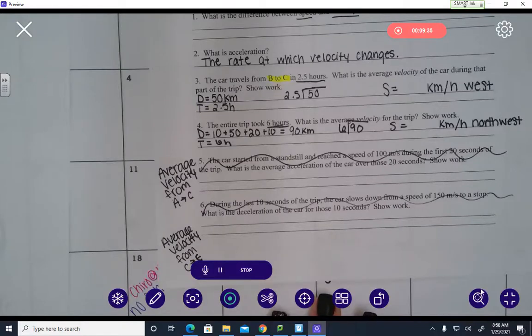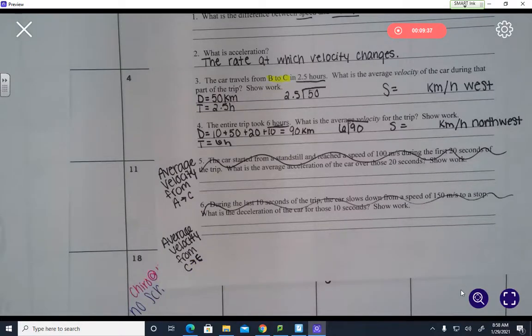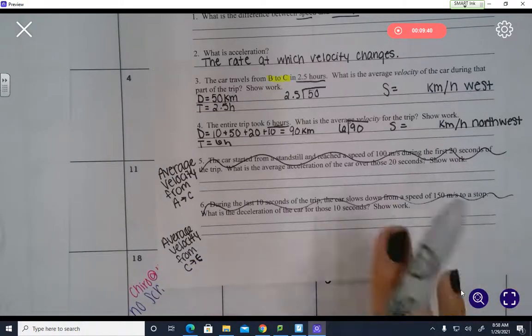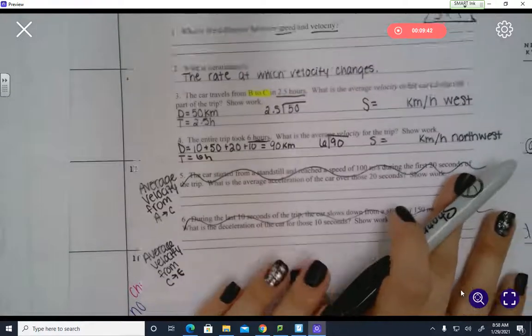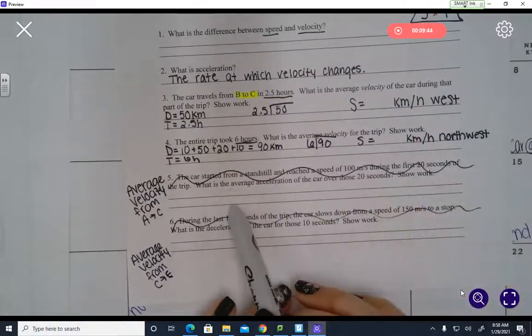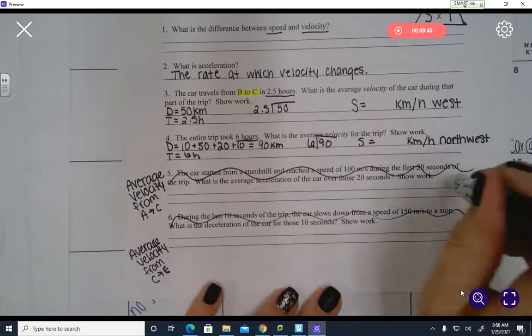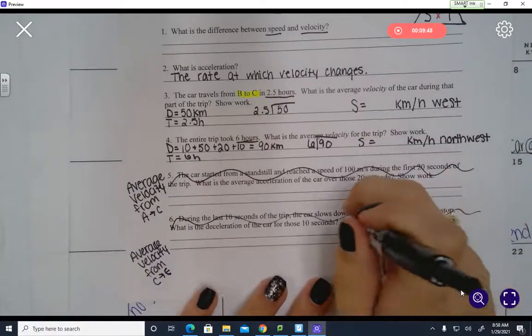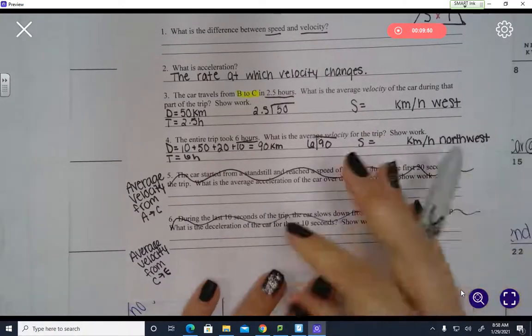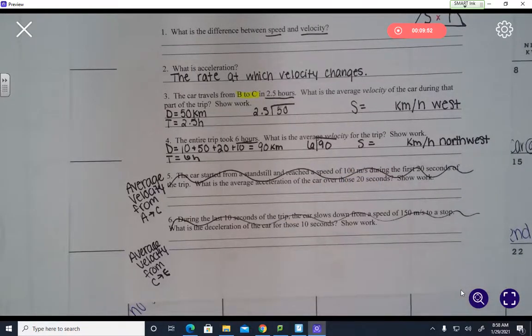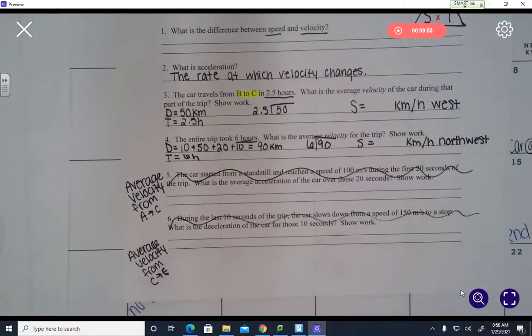All right, guys, sorry about that. I had someone come in to ask me a question, so I had to pause real quick. And then I wanted to make a couple changes to these questions. So instead of finding average acceleration and deceleration of the car, I don't want you guys to do that. I want you to continue to practice with average velocity.